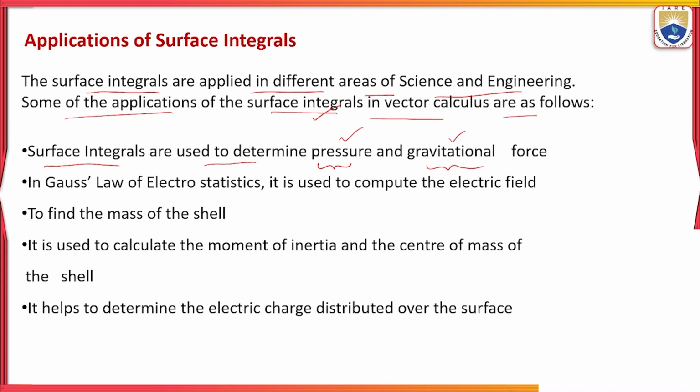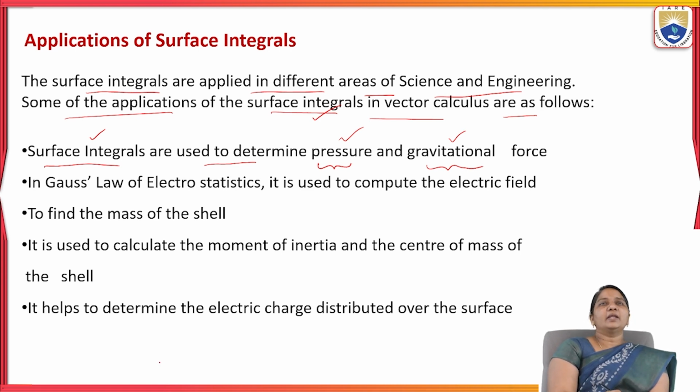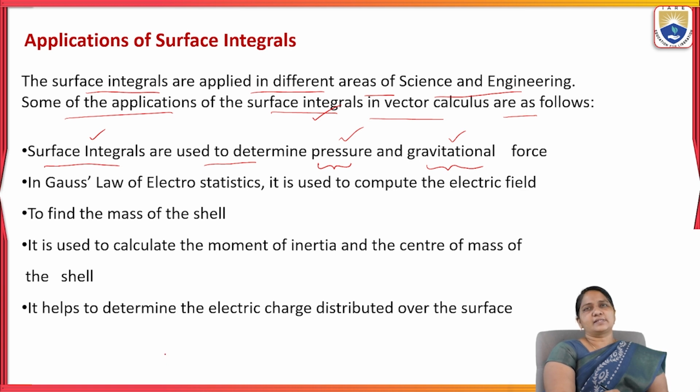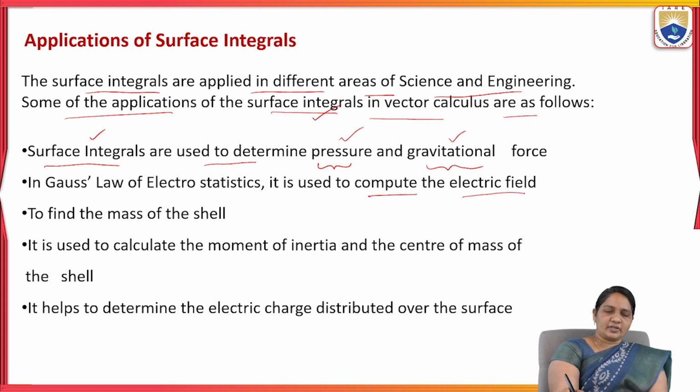When we want to calculate pressure and gravitational force based on a fluid, we are going to use surface integrals. And in Gauss's law of electrostatics, it is used to compute the electric field. So here for fluids, we calculate pressure and gravitational force, and here we are calculating the electric field. And to find the mass of a shell, we can use the surface integral also.